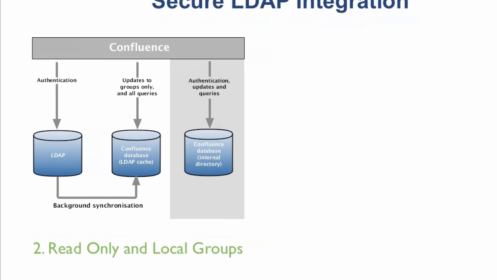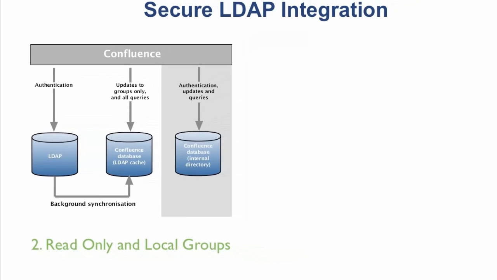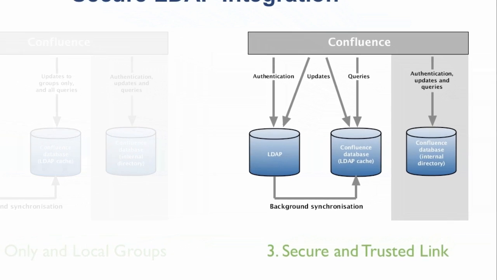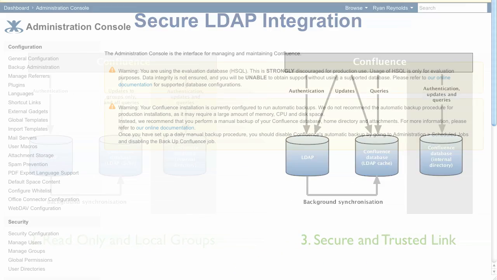Second, Confluence operates as a read-only directory of your local LDAP directory, but you can create new custom Confluence user groups in Confluence's user directory, allowing you to regroup users of your LDAP directory as they pertain to the Confluence application. Third, a secure and trusted link can be formed between Confluence and your LDAP directory, so when you modify a user, group, or membership in Confluence, the changes will be applied directly to your LDAP directory server.